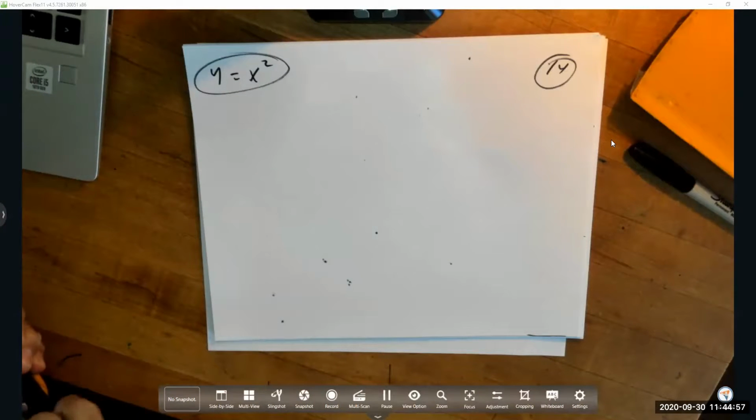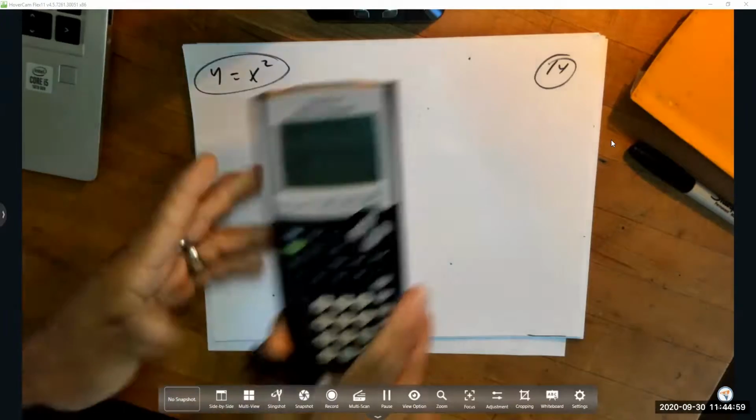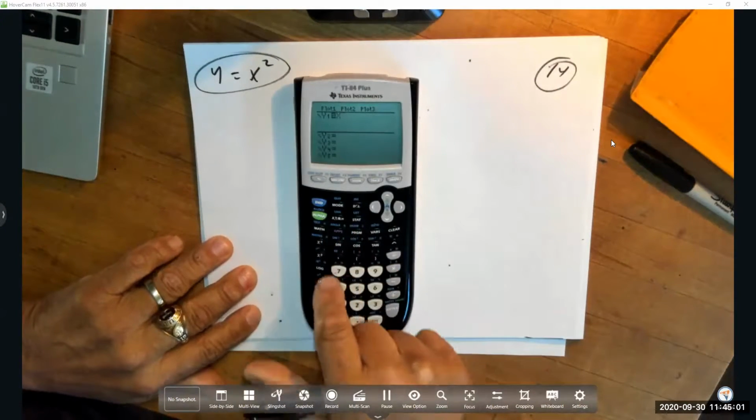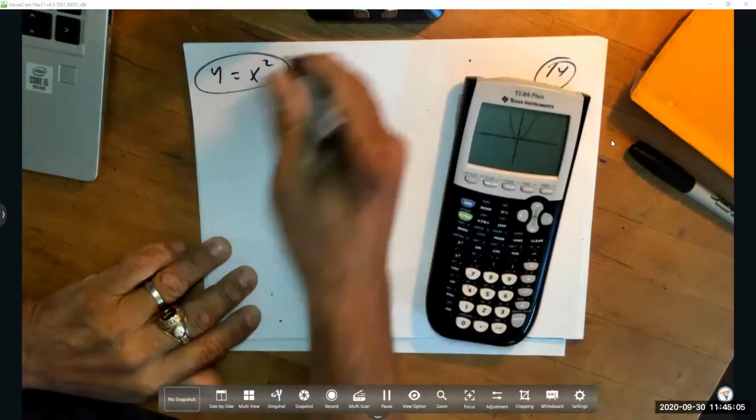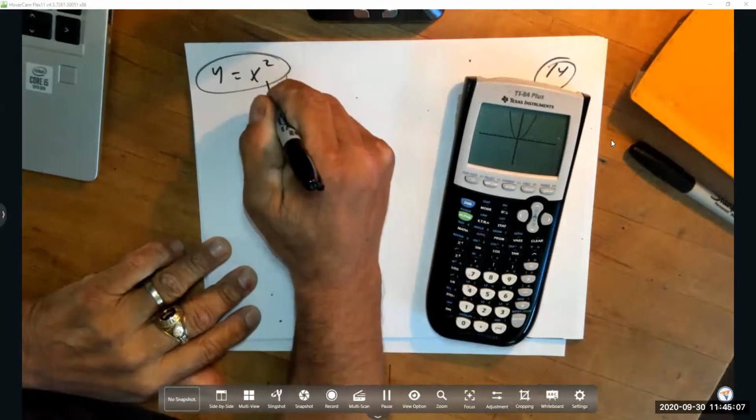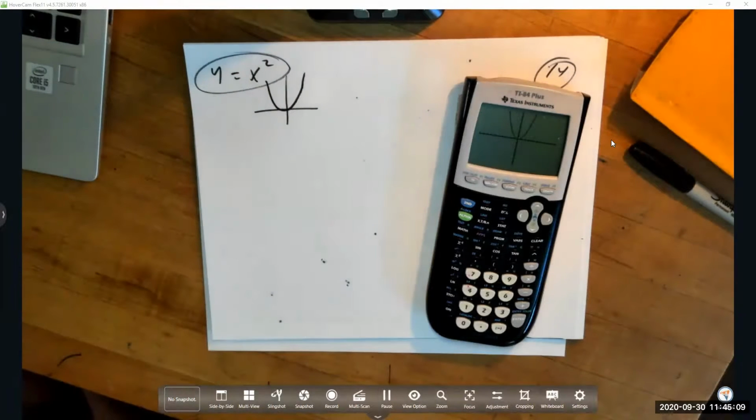Y equals x squared. Okay, so it's going to be the x squared graph. I just got this. Y'all get something like this? Y'all get a parabola thing like that? Yes or no? Yes.